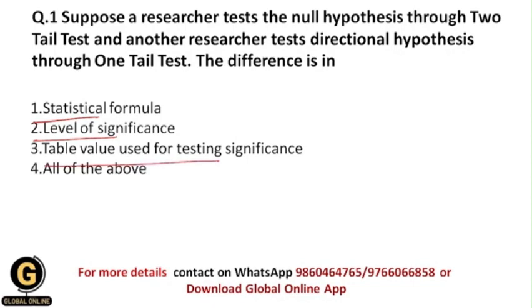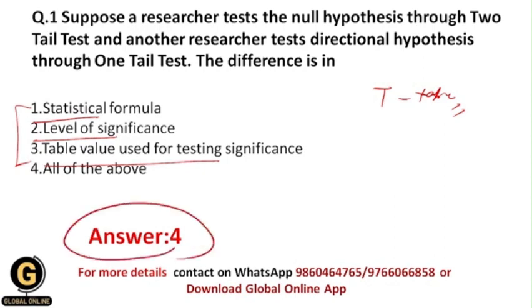So basically all of us know what the table value is. There is a table called the T distribution table, and that table is for both the two-tail test and the one-tail test, and the values in the table are different for the two-tail test and the one-tail test. We need to use those values for testing the significance level. All of you getting? That's why the difference is in all of these aspects: statistical formula, level of significance, and table value used for testing significance. That's why your correct answer should be 4.